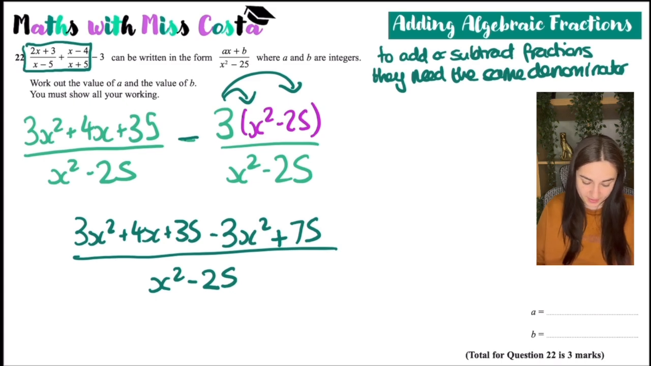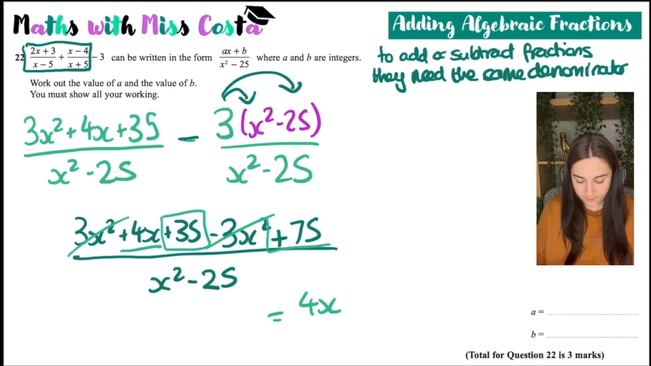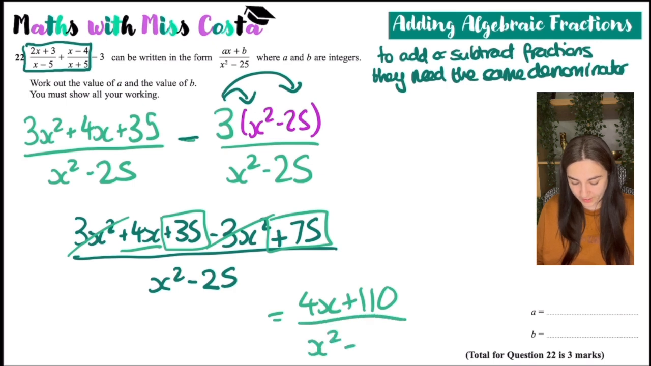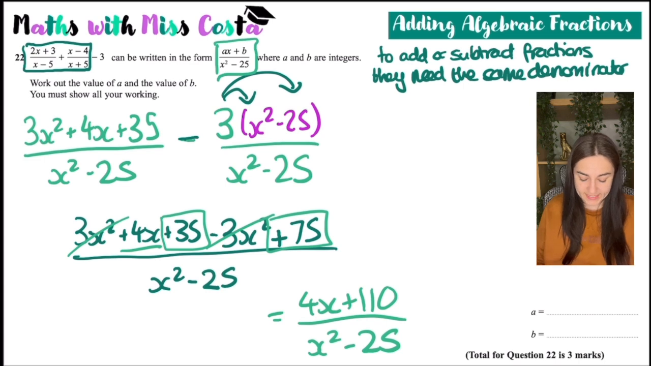So now the last part is just simplify. Well, 3x squared, take 3x squared, is going to cancel out. I'm going to be left with 4x, and then 35 plus 75 is 110. So I'm left with this fraction, which is the form that they told me that they wanted it in. And I need to work out the value of a, which is 4, and the value of b.